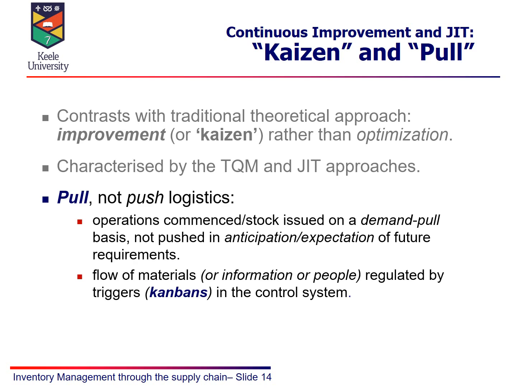The idea here, if we look at inventory management, the implication is that rather than looking ahead into the future and trying to anticipate what our requirements will be, in a just-in-time system, nothing is pushed through the system. Actually, operations are commenced or stock issued or ordered on a demand pull basis. So in other words, the flow of materials is regulated by usage. So as somebody uses something, that triggers the supply for some more, pulls through more material.